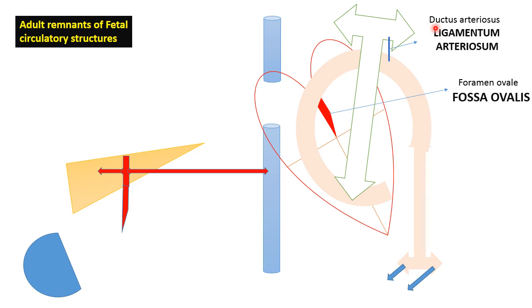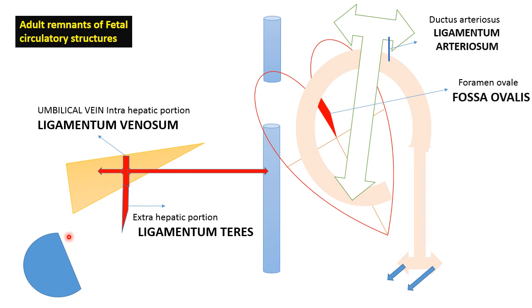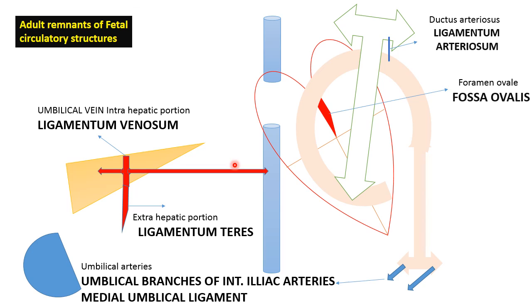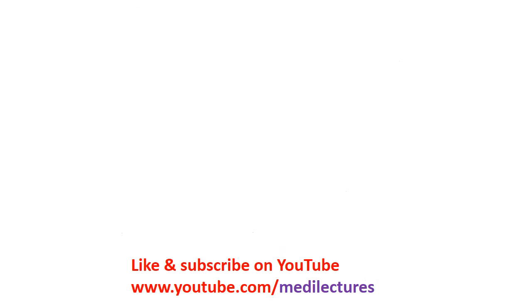Second one, the ductus arteriosus, which gets converted into the ligamentum arteriosum. The umbilical vein which enters from the placenta into the liver, the extrahepatic portion of the umbilical vein will be converted into the ligamentum teres. The remaining part of the ductus venosus will be converted into the ligamentum venosum. The last, the umbilical arteries: the proximal portion of the umbilical arteries will change into the internal iliac arteries, and the distal portion of the umbilical arteries will change into the medial umbilical ligament.